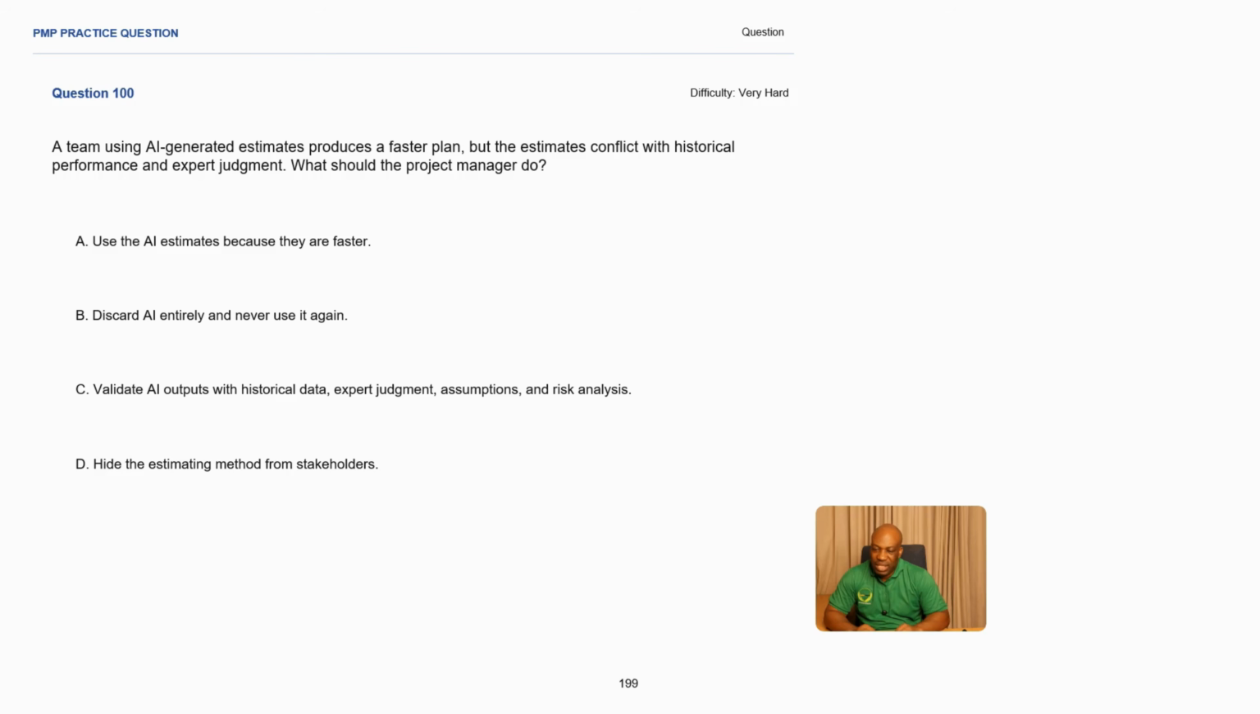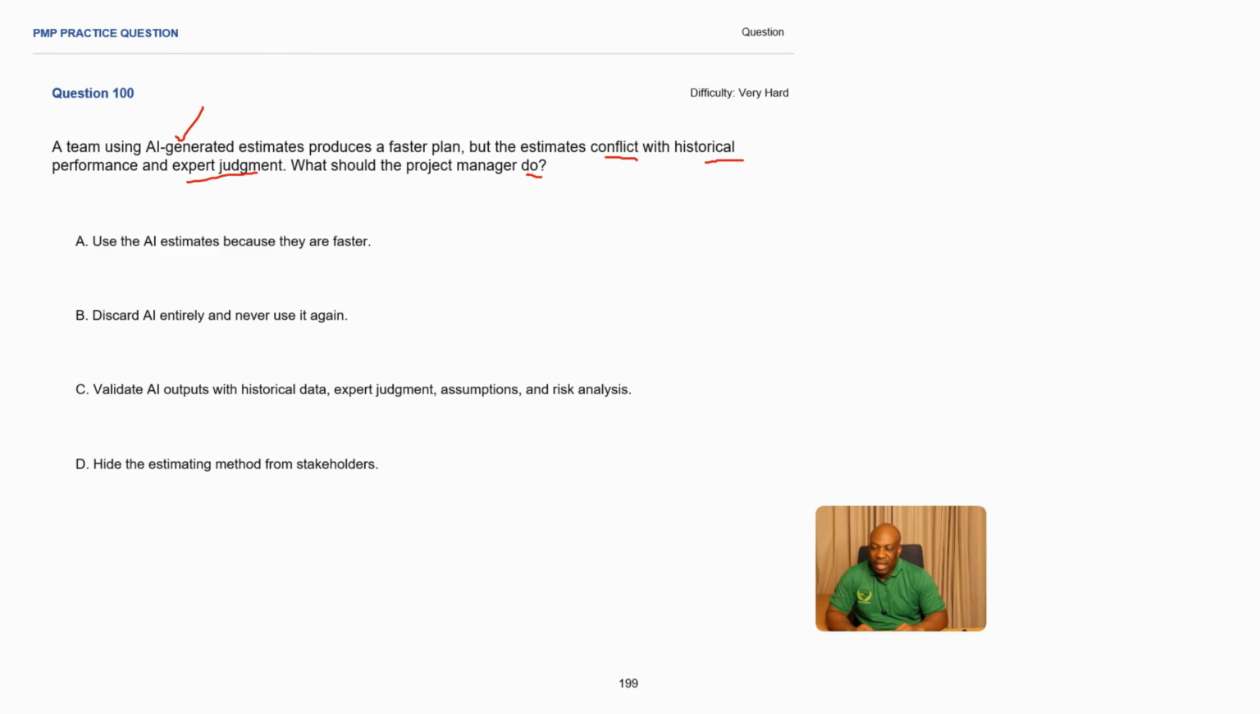Practice question number 100. A team using AI-generated estimates produces a faster plan, but the estimates conflict with the historical performance and expert judgment. What should the project manager do? Okay, so the team is using AI to estimate and is producing a fast plan. But the estimates are also conflicting with historical performance and the expert judgment. So there's a disagreement between what AI is producing and the historical information and also expert judgment. So let's go through the answers now.